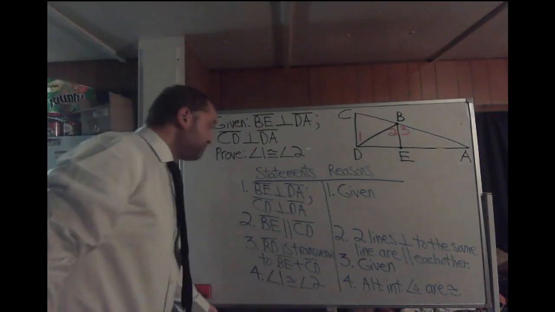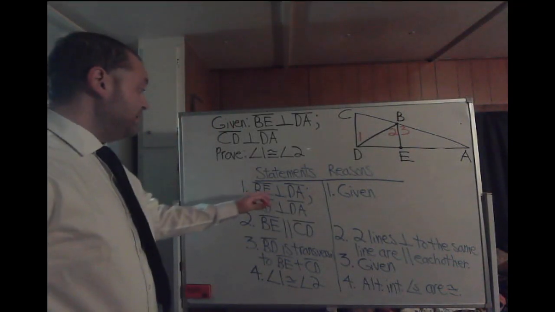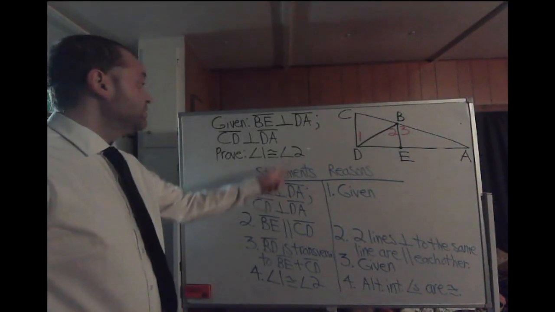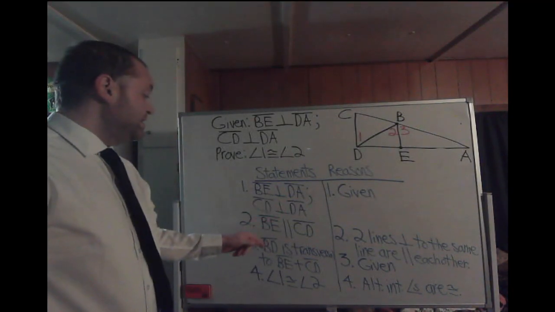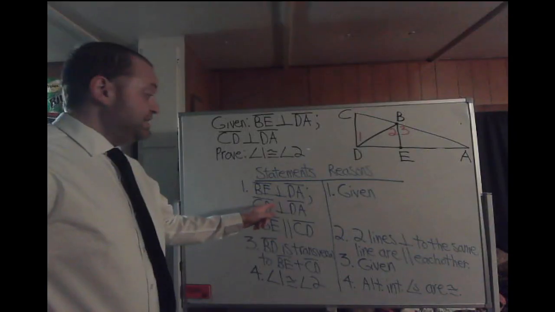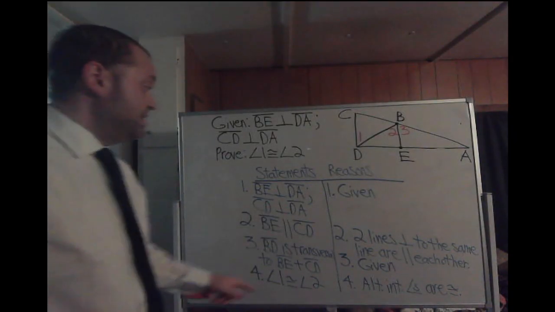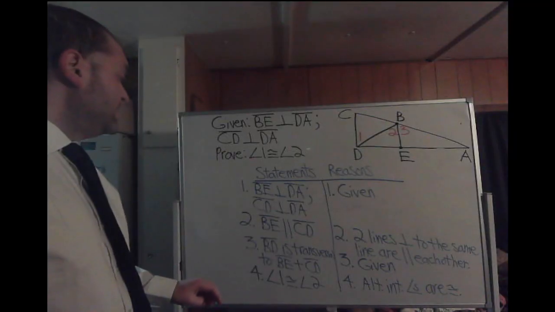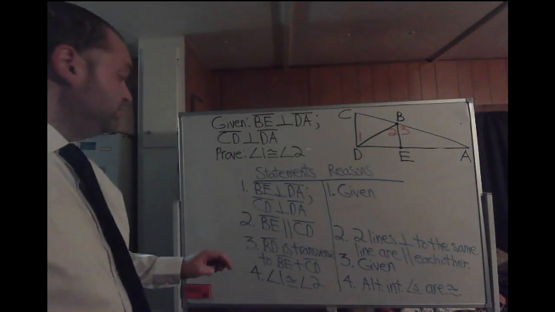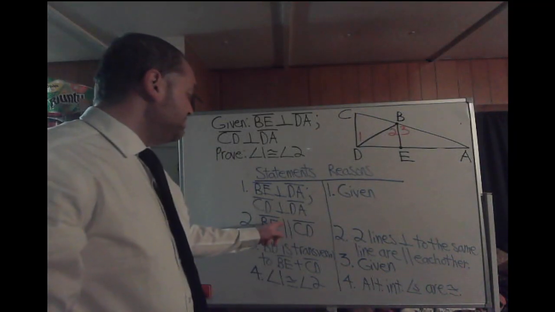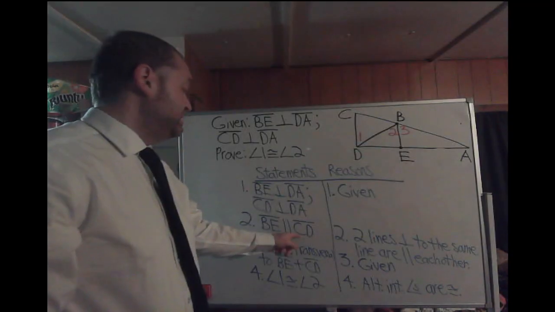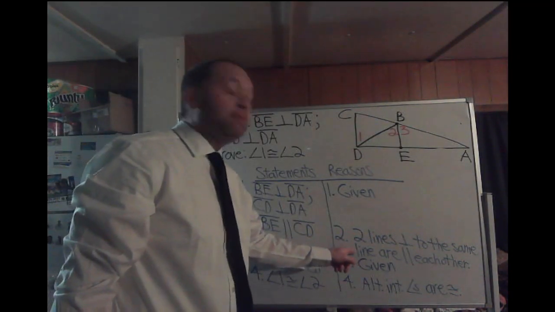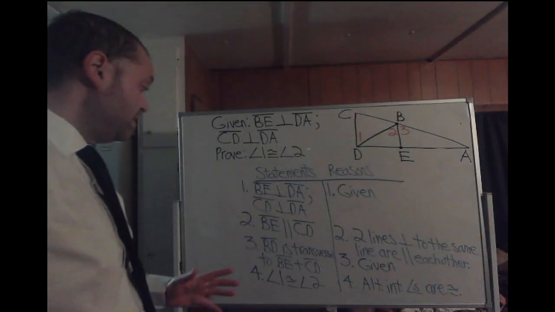So let's go over this proof again. We start with the statements that line segment BE is perpendicular to line segment DA, and then line segment CD is perpendicular to line segment DA. That's the given information. And then we can conclude that line segment BE is parallel to line segment DE by the fact that two lines perpendicular to the same line are parallel to each other.